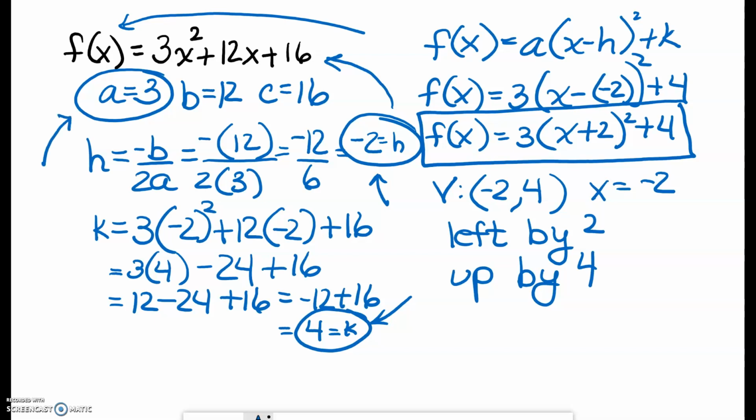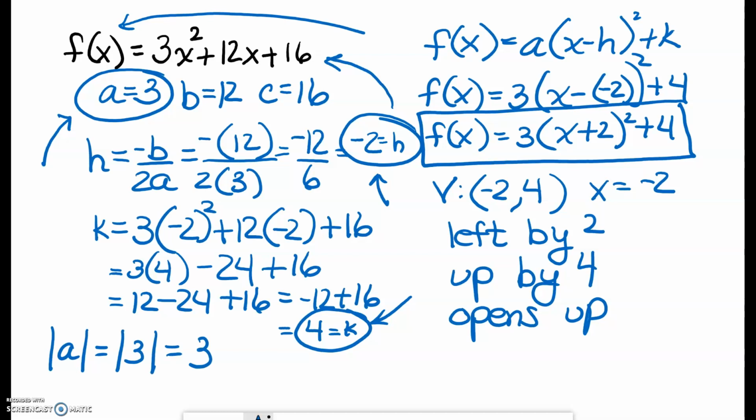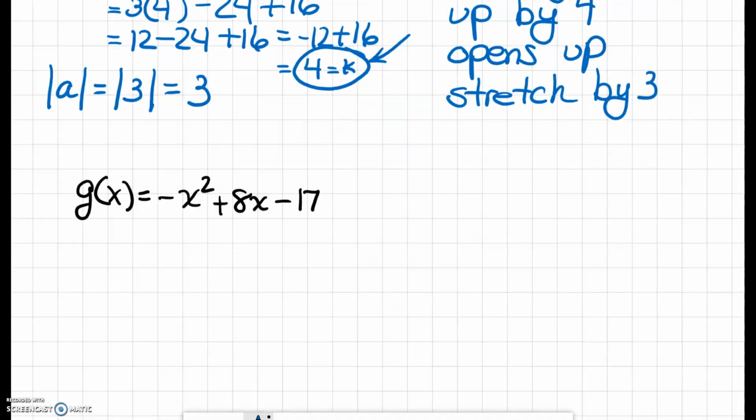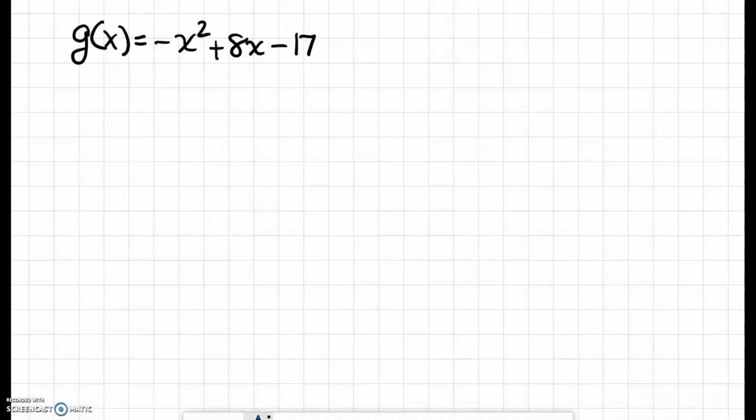A is positive, so our graph opens up. The absolute value of A is the absolute value of 3, which is 3. 3 is greater than 1, so we have a stretch by 3. Okay, I think this is our last example.